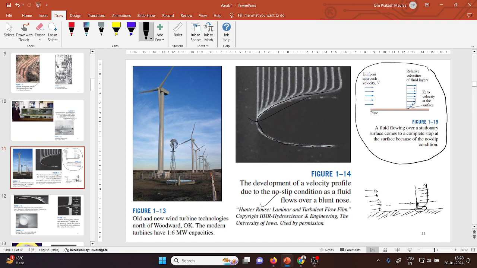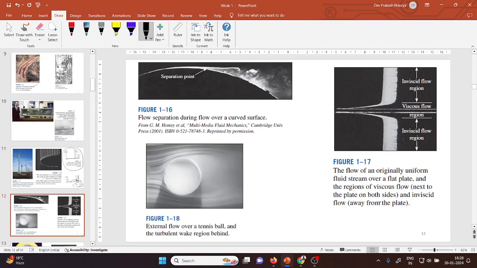Why is it zero here? We can always assume this, the basic assumption in fluid mechanics: the no-slip condition. The no-slip condition. This concept will be very helpful in boundary layer theory, and in other areas like pipe flow and open channel flow; everywhere this no-slip condition will be applicable. So now moving on to the next.